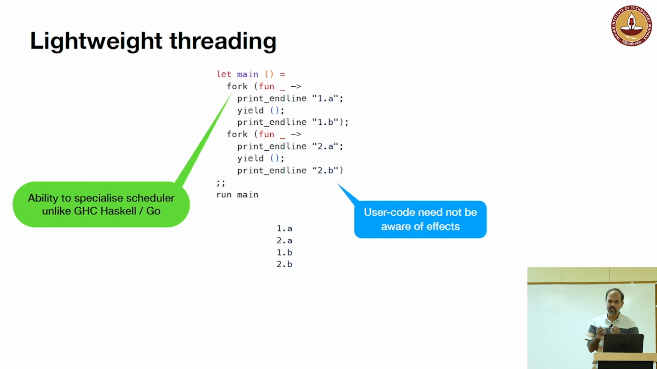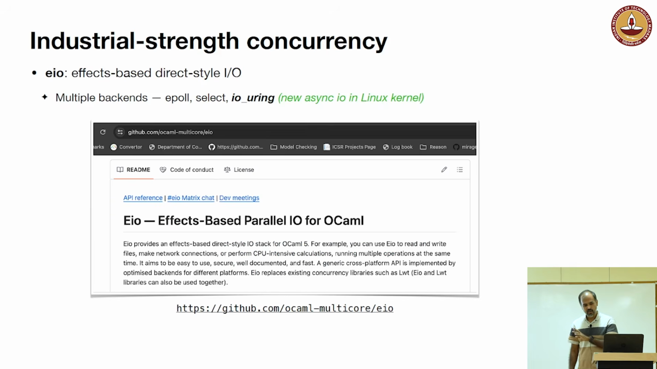So this is what I mean by saying find the smallest primitive and then other people can implement all of these as libraries, right? This is not a toy, right? We've implemented a full-fledged asynchronous IO library called EIO. Several industrial users are using it already.